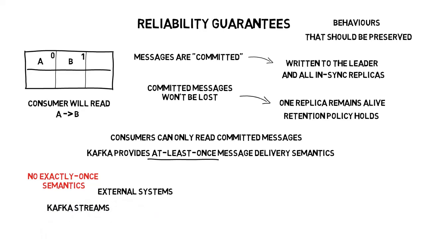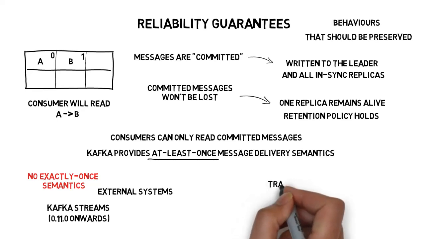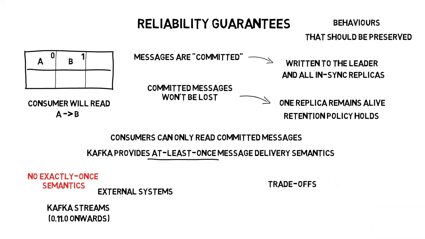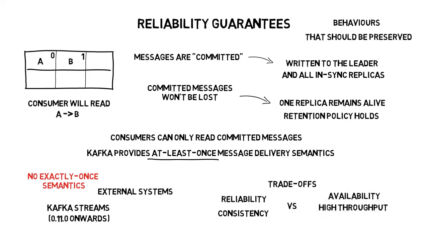Let's also remember that even though these basic guarantees can be used to build a reliable system, there is much more to that. In Kafka, there are a lot of trade-offs involved in building a reliable system. The usual trade-offs are reliability and consistency versus availability, high throughput, and low latency.